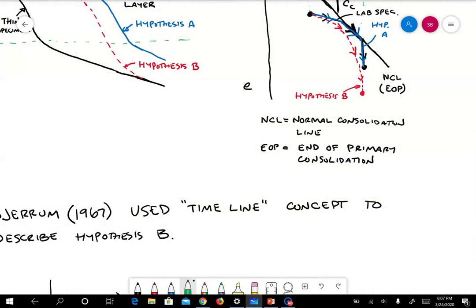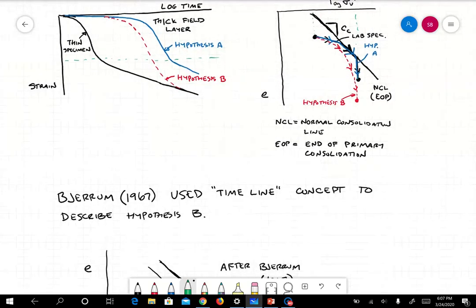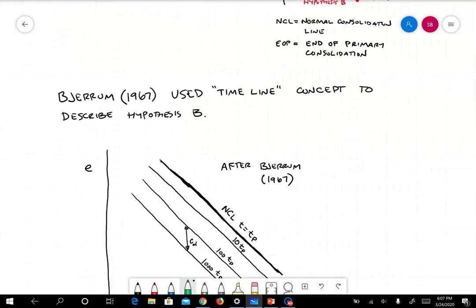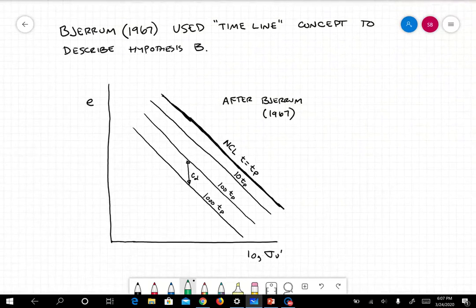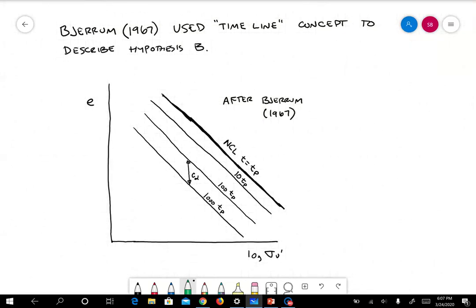Okay, and I wanted to just end this lecture by talking about the timeline concept that was originally formulated by Bjerrum in 1967, I believe in the paper for his Rankine lecture. So the timeline concept is basically used to describe hypothesis B, or to explain this idea that the normal consolidation line is not actually unique, right? It depends on the amount of time it took you to get there.